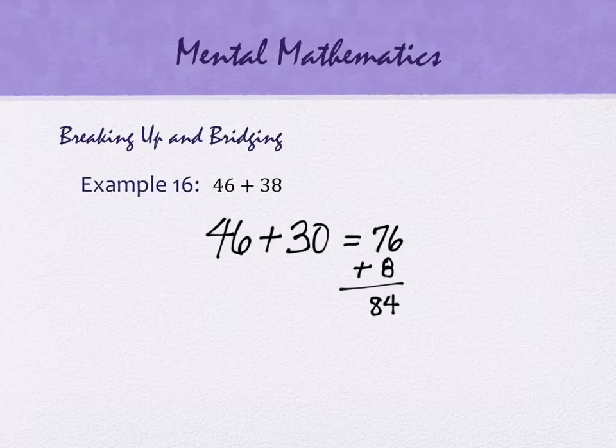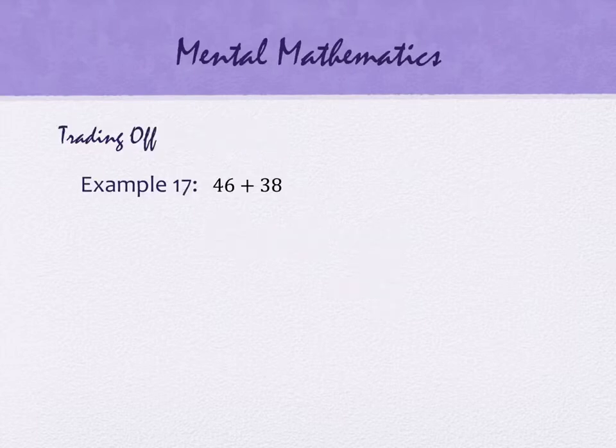Okay, the next one is called trading off. Trading off is similar to equal additions. So jot that down for yourself.